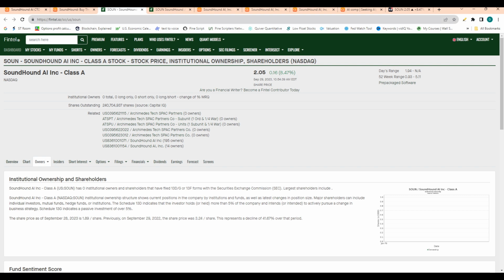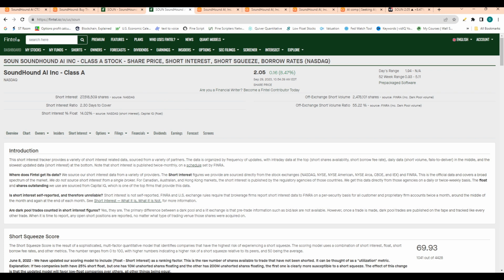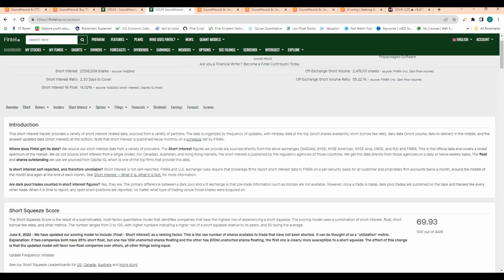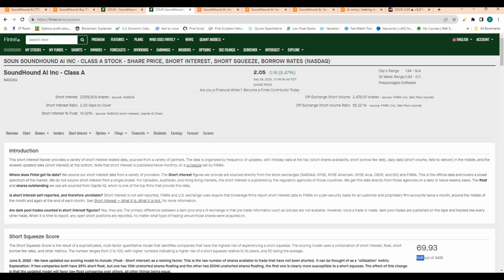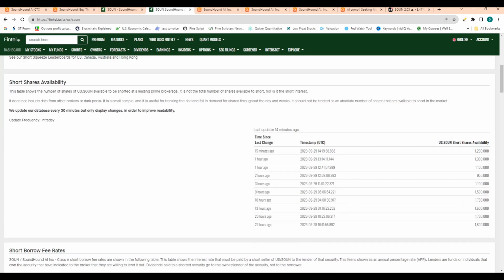So that being said, I'll take a look at short interest quickly. The stock ranks on Fintel in the top 25% most likely stocks to have a short squeeze. So that definitely signals that this stock is likely to have a short squeeze. We have 14% of the float sold short, and we have 2.3 days to cover. 14% of the float sold short definitely signifies that a good chunk of the shares are sold short.